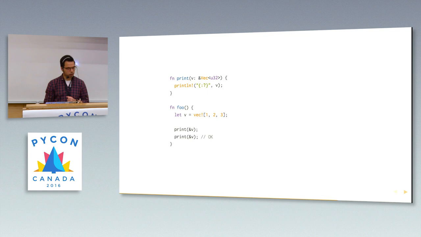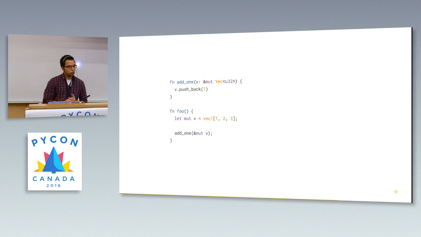If you want to have a function which modifies the reference that it's passed, you have to explicitly say that it takes a mutable reference. And also, you have to pass a mutable reference here.